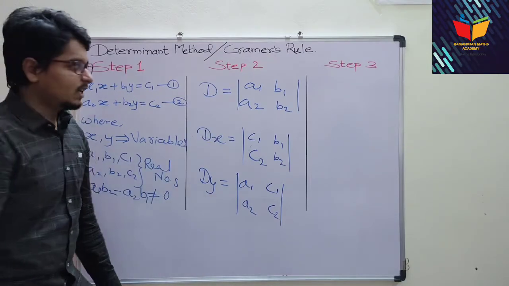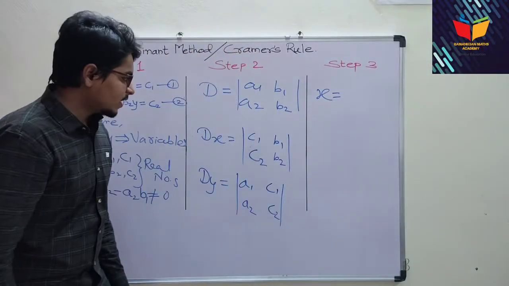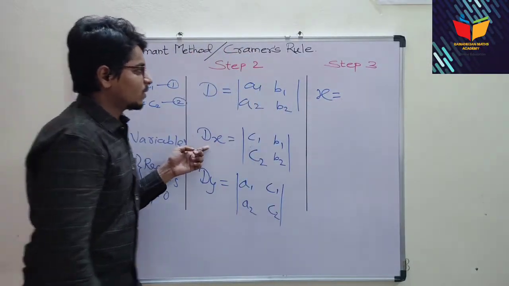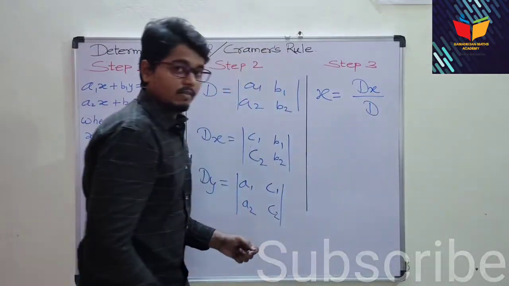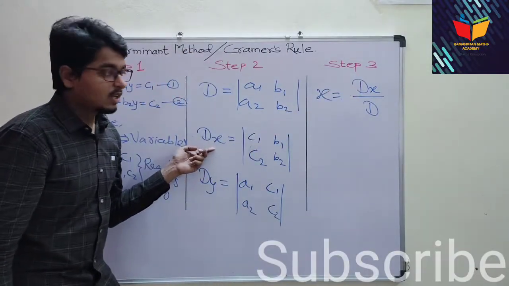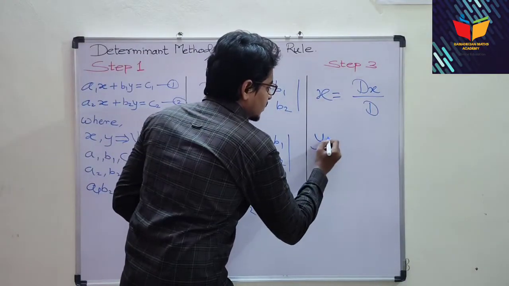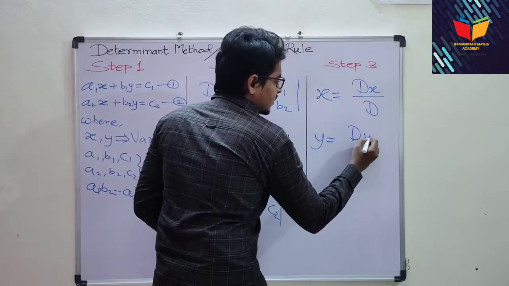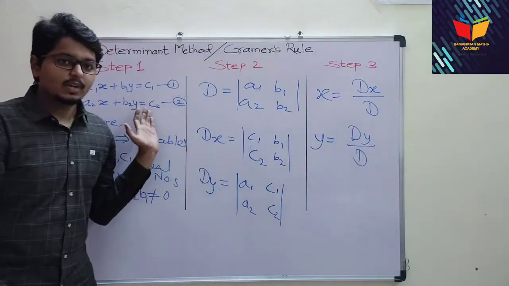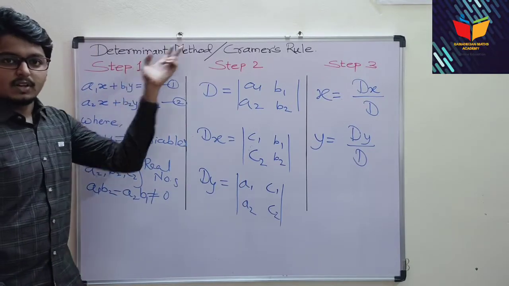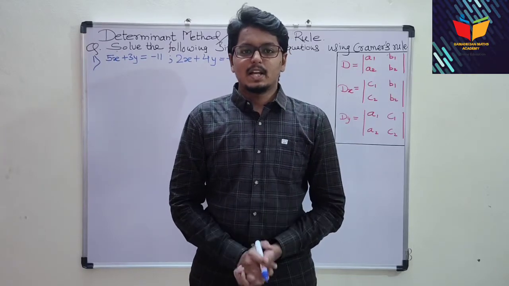Now in step 3, we have to find the value of variable x. So how do we find it? There is a formula to find the variable x. X is equal to dx upon d. You will get the value of dx from step 2, and the value of d is the determinant. Similarly, you can find the value of y: y is equal to dy upon d. So just in 3 steps, you can remember the determinant method, or you can say Cramer's rule, solving simultaneous equations with the help of Cramer's rule.